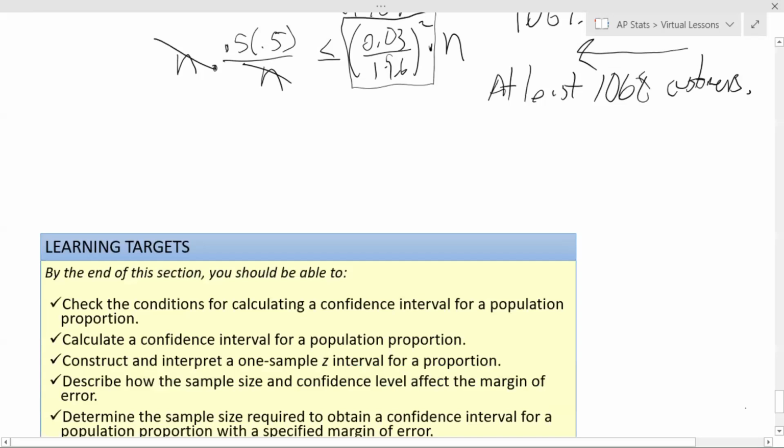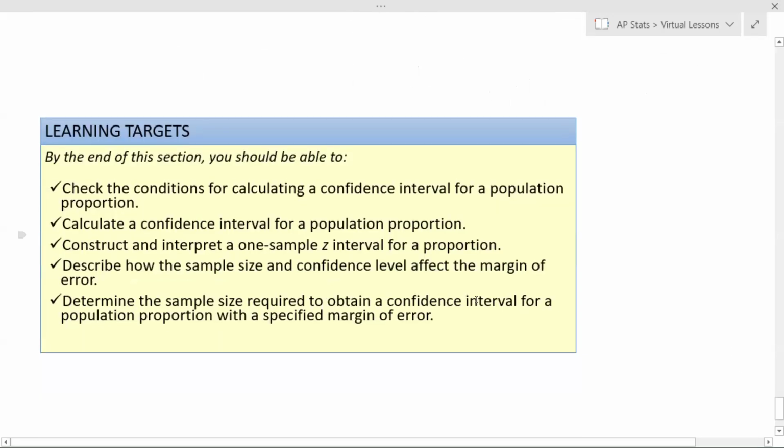All right, guys, that's it for this section. We covered our learning targets here. Particularly in this video, we talked about how the sample size and confidence level affect the margin of error, and then determining the sample size required to obtain a confidence interval for a population proportion with a specified margin of error.